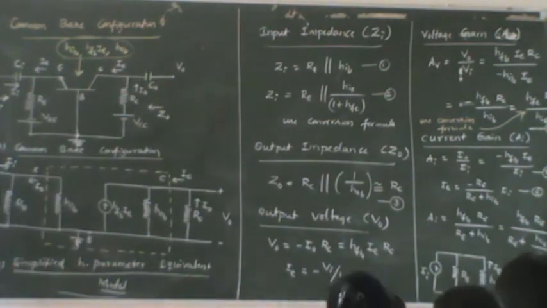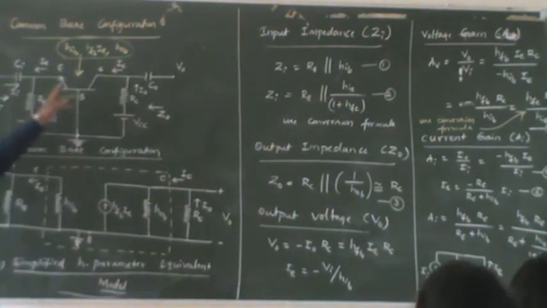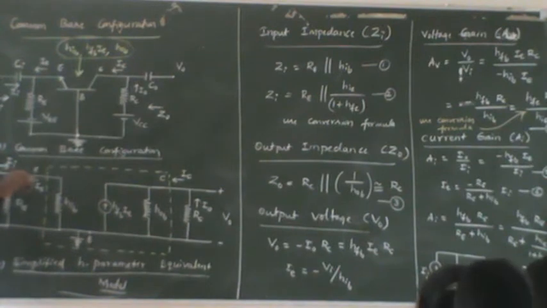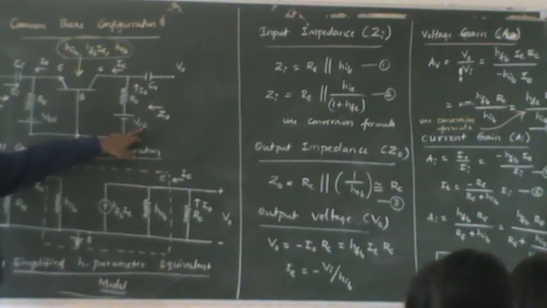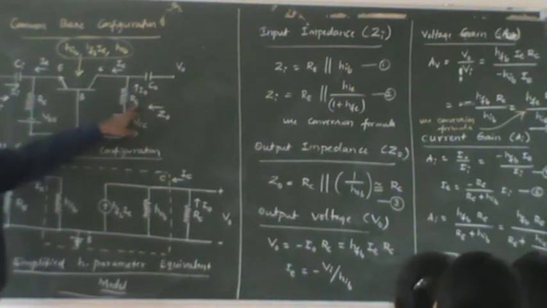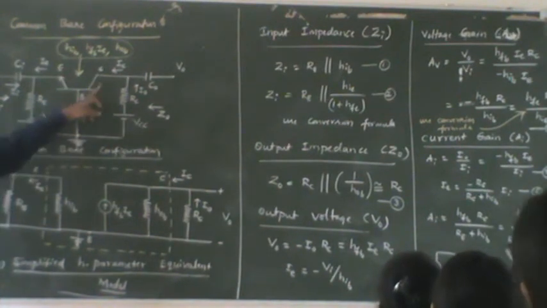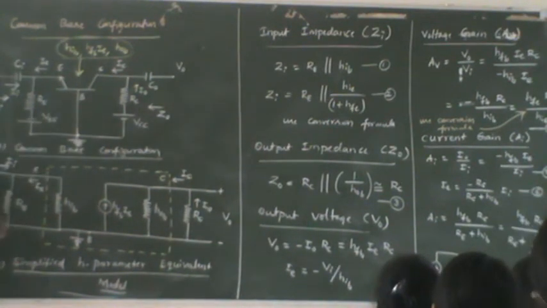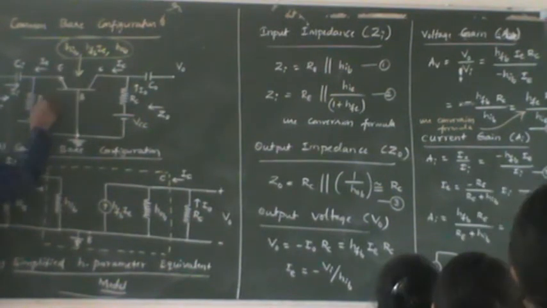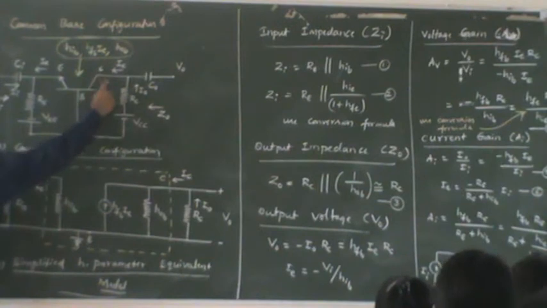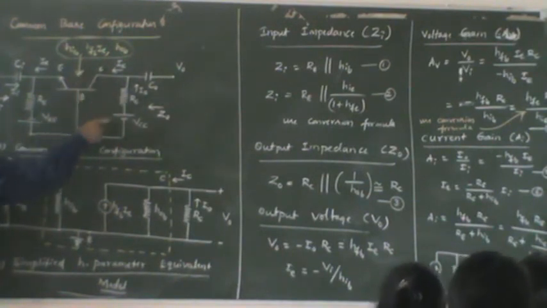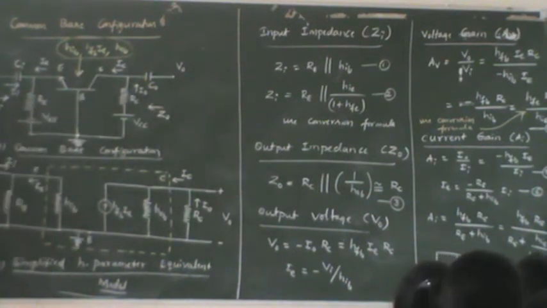Common base configuration. The common base configuration circuit has two power supplies. One is the emitter power supply, which is VEE. The other is the collector power supply. And of course there are two resistors, RE and RC. This is an NPN transistor. This N type is negatively biased, and this N type is positively biased, which is reverse bias. So this behaves like an amplifier circuit.